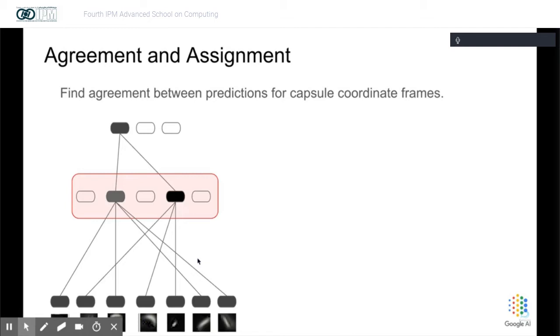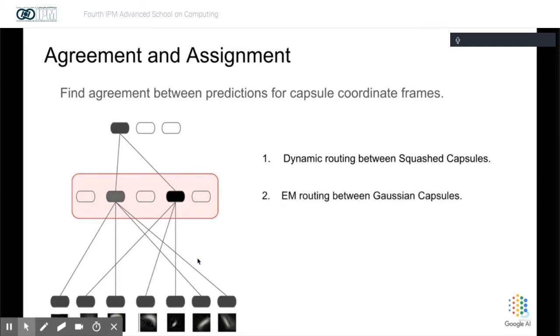In what follows, I will discuss 3 approaches to finding agreement and assignment between capsules. This will be using dot products, using expectation maximization, and using mixture models.